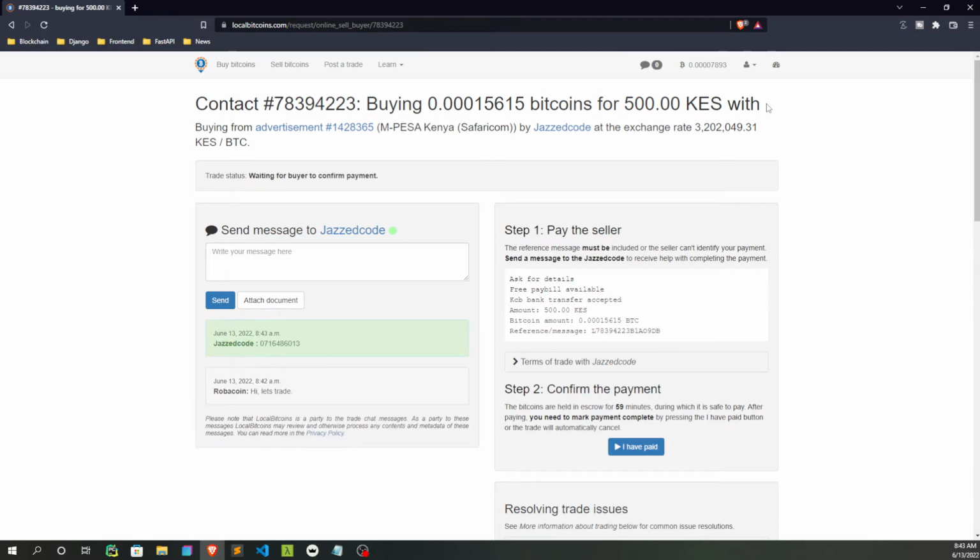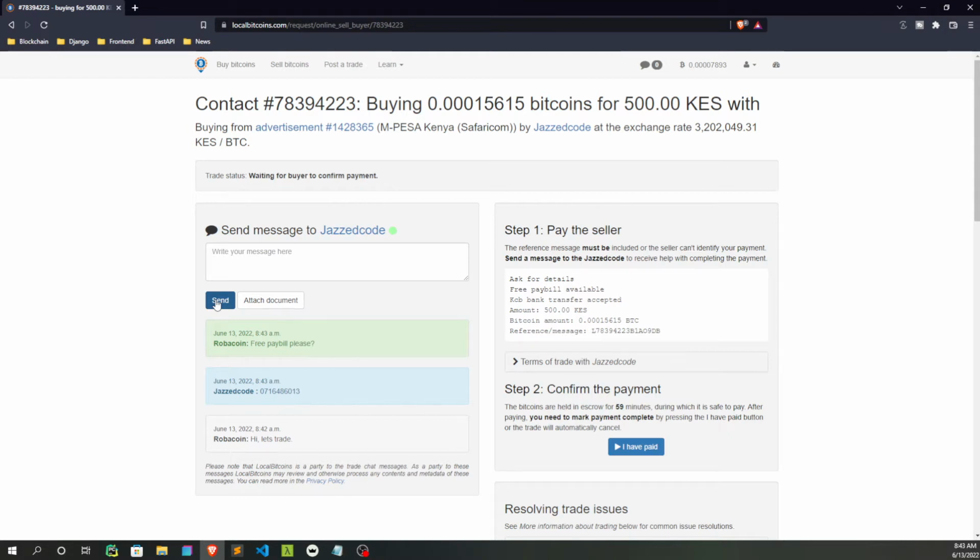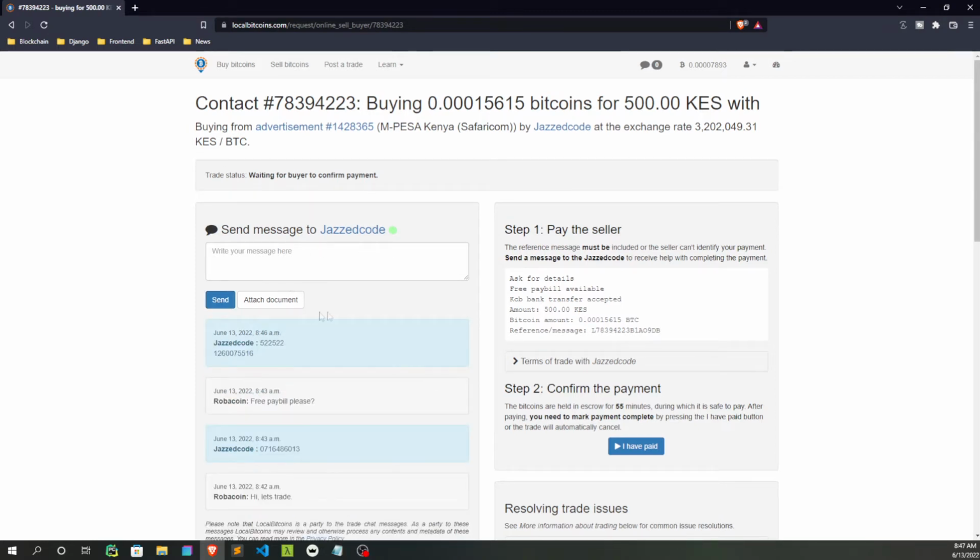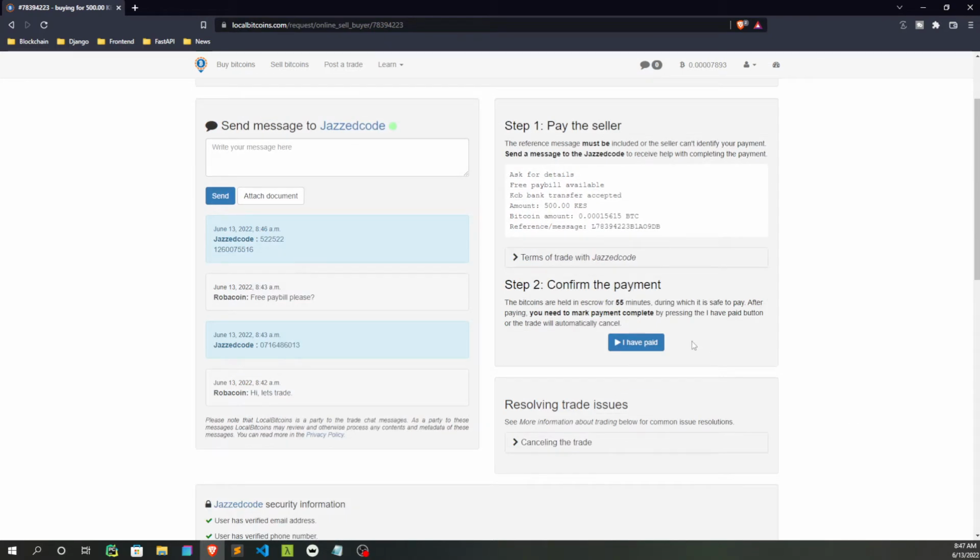Right now we are waiting for the details, and as you can see, he has given us the details, a mobile number, but I'm going to request for free pay bill. Remember, you're just chatting with another person. So once you've made the payment, you must click I have paid. You must always click I have paid.